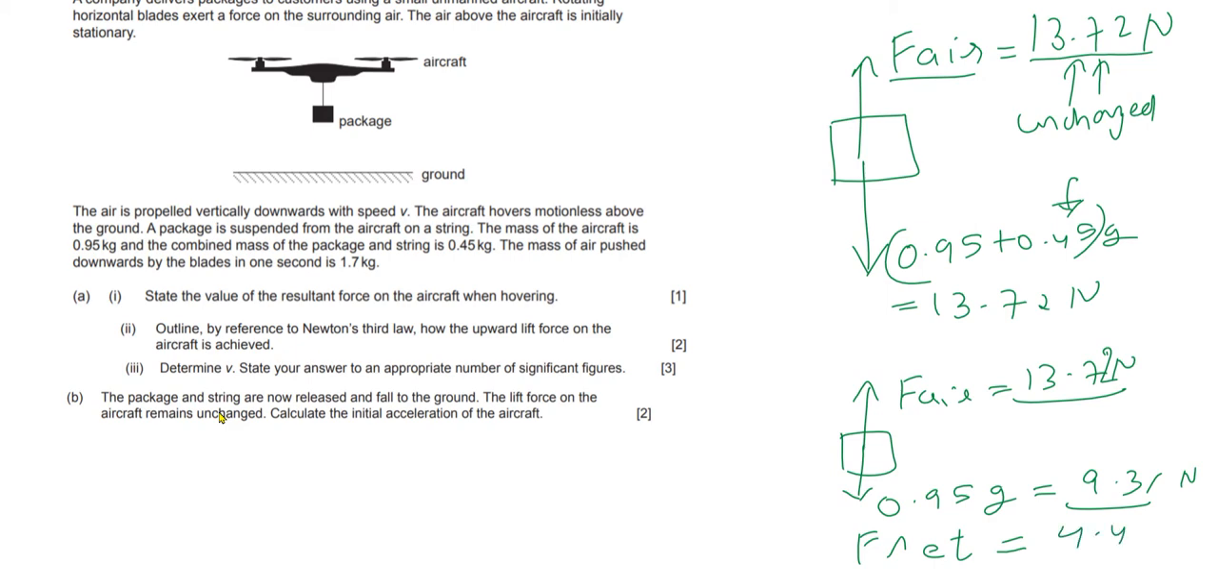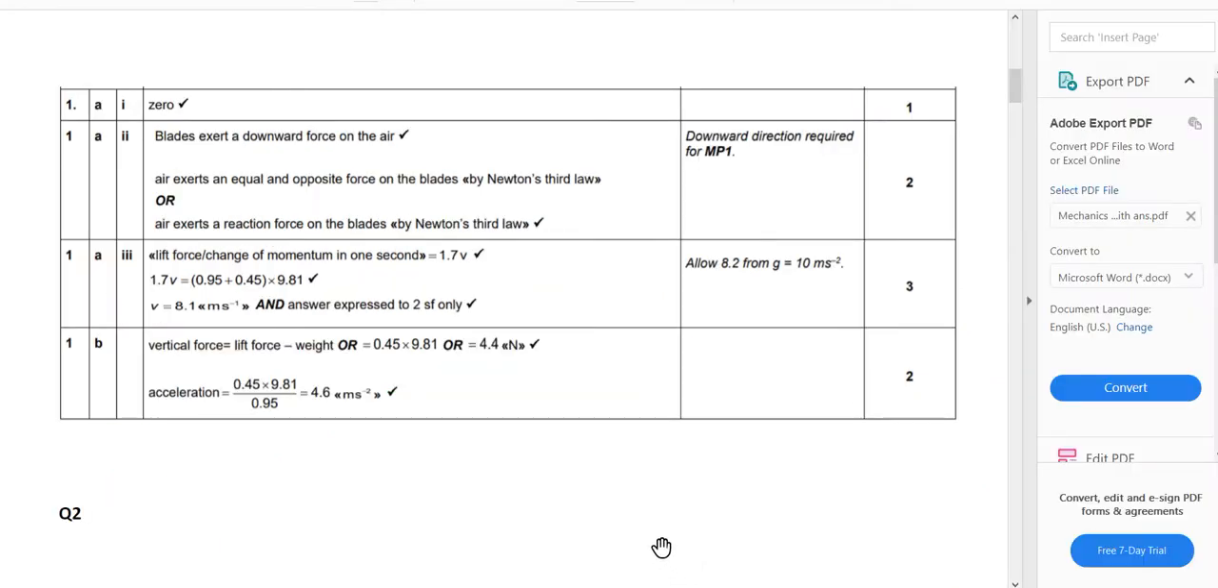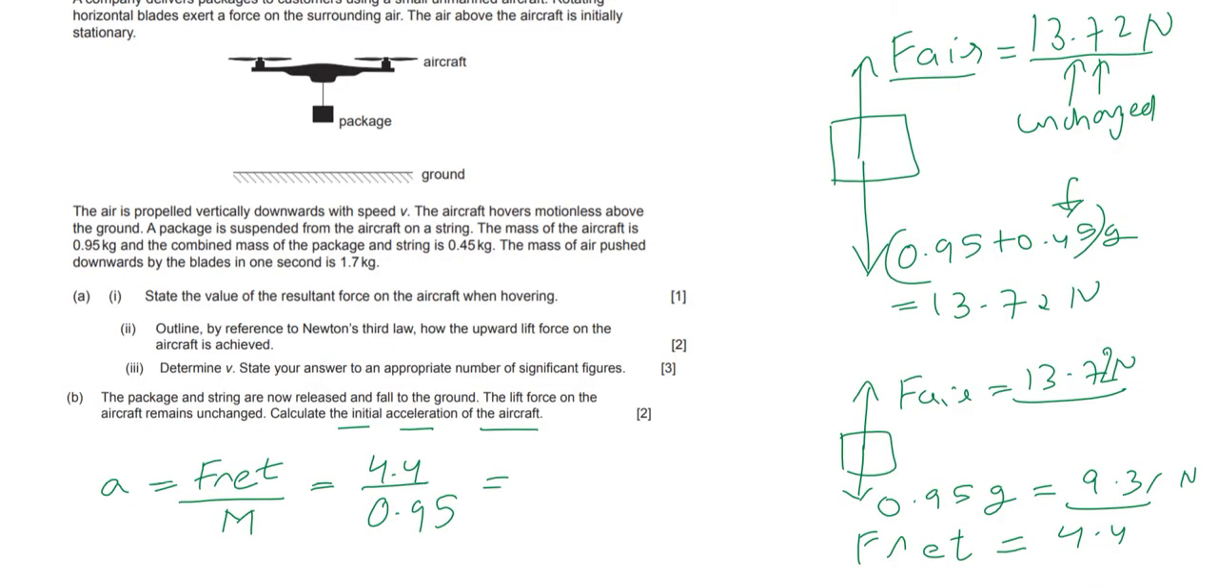Now see, let's see what we have to do for question part B. We have to find the initial acceleration of the aircraft. And so Sheldon, we have only one formula for acceleration. That's one basic formula. Acceleration is given by Newton's second law, which is the net force, and we divide that by the mass. So in this case, net force you have found out as 4.4. Then we divide by the mass of the aircraft. And what is the mass of the aircraft? That is 0.95. Now solve for this. 4.4 divided by 0.95. So it's 4.63. Yes. So 4.6.